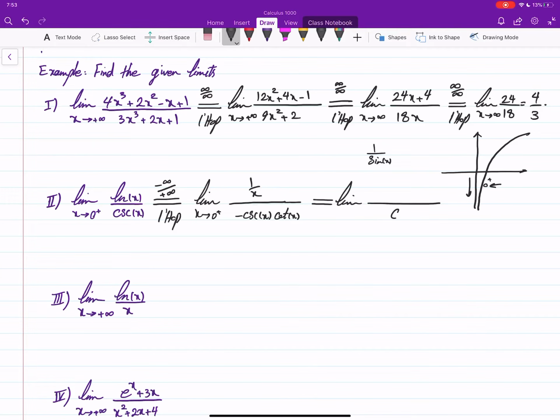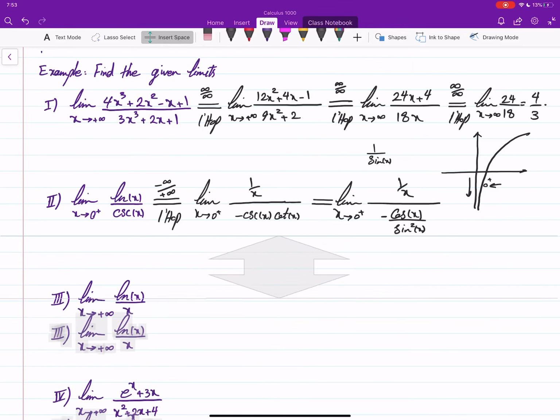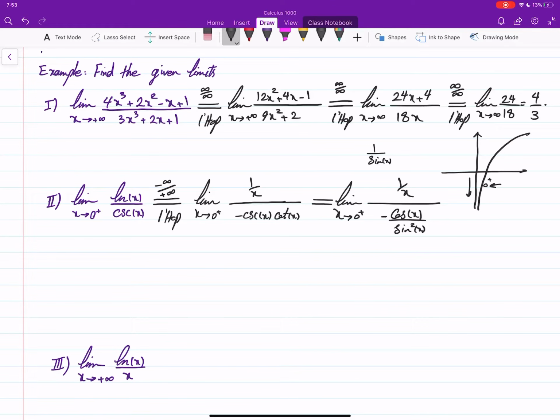That will give us cosine x over sine squared x. There's a minus sign there. And there is 1 over x. Let us turn this a little bit, make it one fraction. So fractions of fraction, I want to make it a fraction. So the limit will be sine squared x over minus x cosine x as x approaches 0 plus.